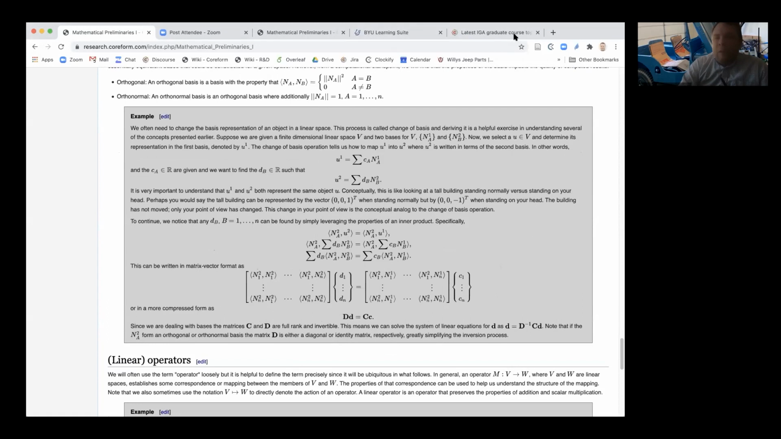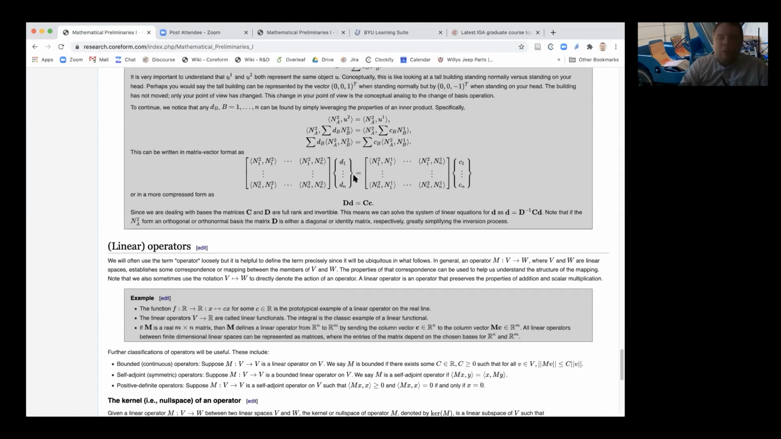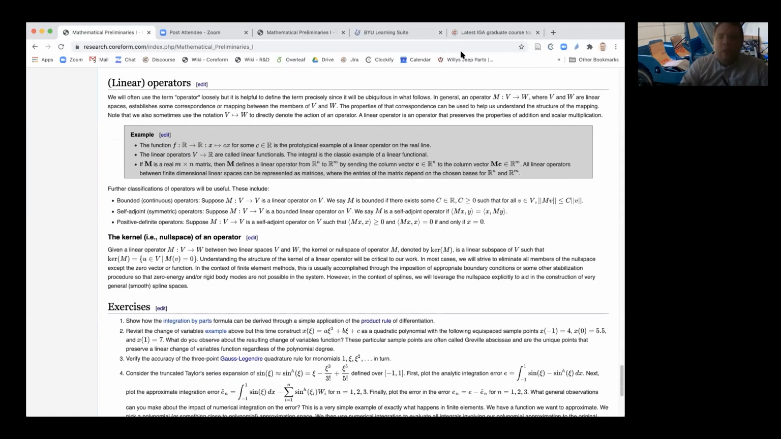And then the last concept, really just for your information, because it's terminology that we use often, is the idea of an operator. So we'll often throw this word around, and an operator has a well-defined meaning. It's really just a mapping. So if I have two spaces V and W, an operator is nothing more than a mapping that takes entries in V into W. And then you can make further classifications and simplifications to this operator.